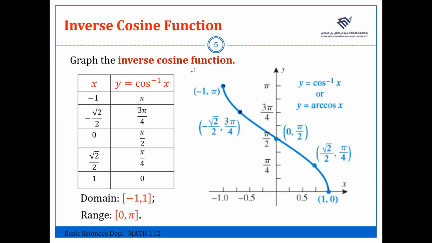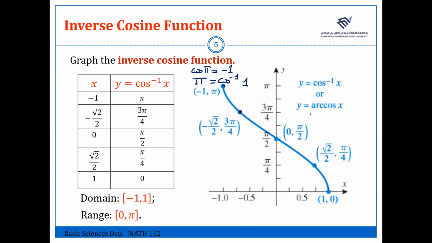لأنه as I said cosine pi equals minus 1. إذا استخدم الكوساين inverse شو تصير؟ تصير cosine inverse of minus 1 equals pi. تصير عندي النقطة minus 1 pi. نقطة 0 pi over 2. Cosine inverse of 0 is pi over 2. So we have 5 points and we link these points to get the graph of cosine inverse. This is the function cosine inverse.